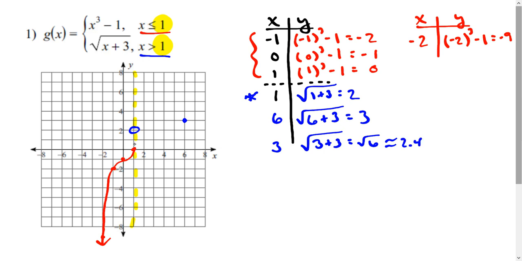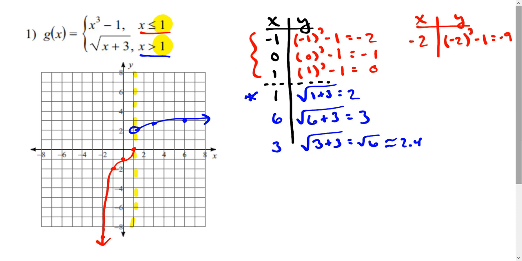So you could pick 3 and go up to about 2.4. Yeah, you could do that, but it essentially is going to look kind of like this guy, because that's really what those radicals look like. They've got that swooshy shape to them. So you've got yourself your piecewise function. You've got the left piece, which was this cubic, and the right piece, which was this square root function. And you've got both pieces done.